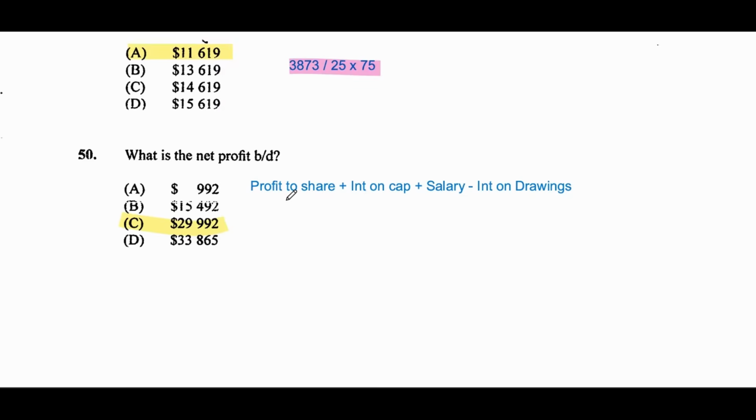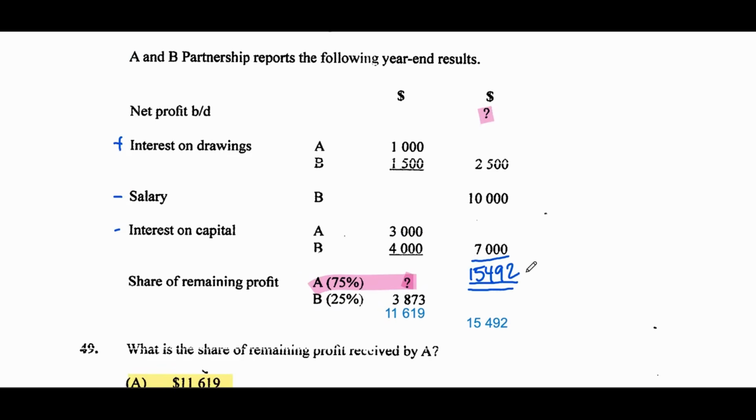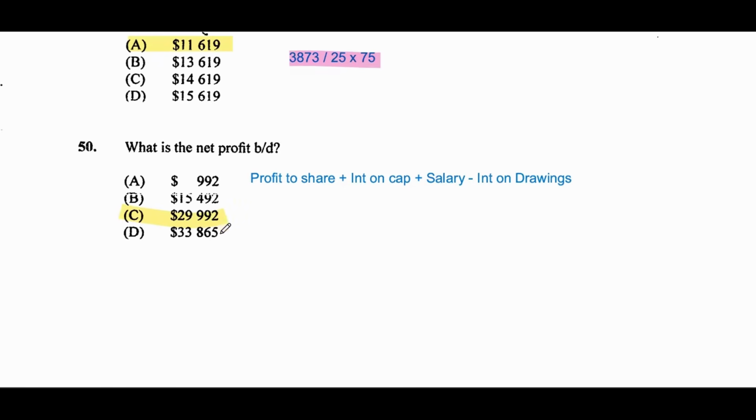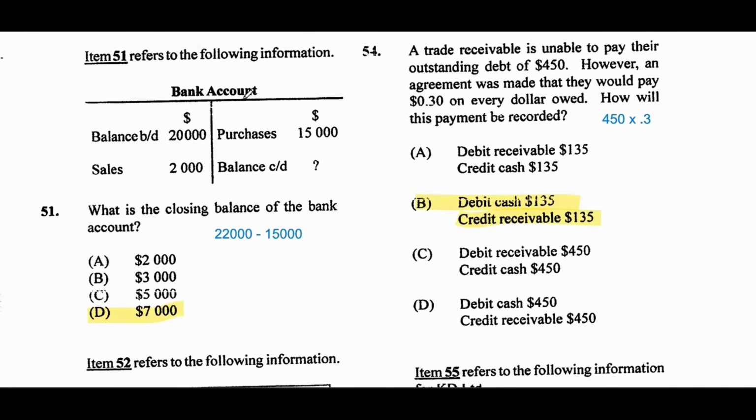This is the equation here. Profit to share, add the interest on capital, add the salary, less the interest on drawings, and it should be C when you guys work it out. All right, C should be the answer. So again, you're working up the line, working backwards. 15,492, add the 7, add the 10, minus 25 to give us 29,992. There we go, C. Moving on to question 51. Now, question 51 gave us a T account and asked us what's the closing balance.